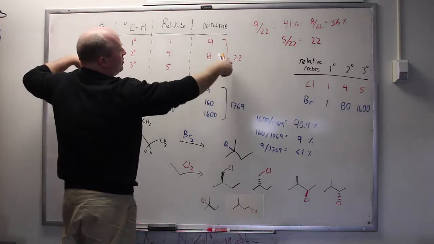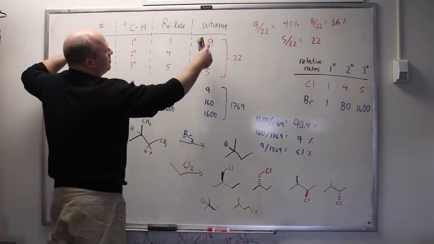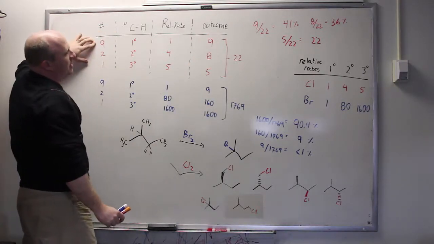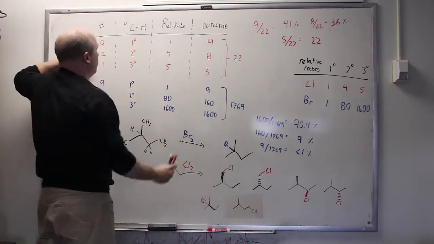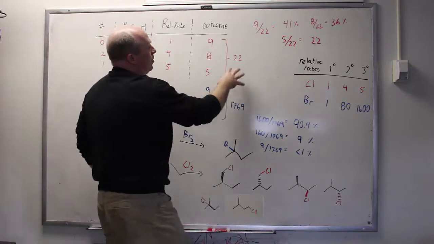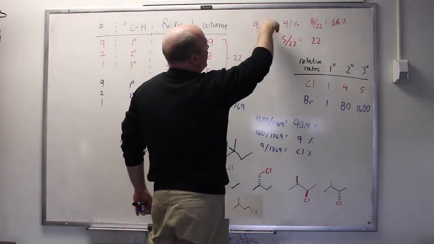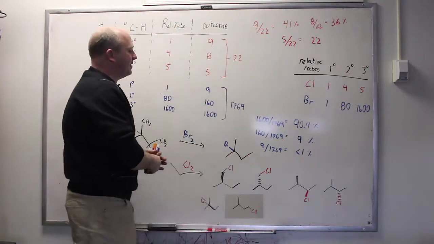So anyhow, there are 22 potential products where you do the substitution on the 9 primaries. You go 4 times as fast on the 2 secondaries, and you go 5 times as fast on the 1 tertiary. So there are 22 total. And so what do you end up making? Well, 9 out of 22 is about 40% of the primary.